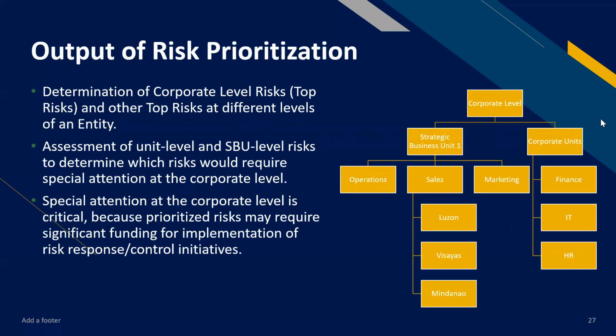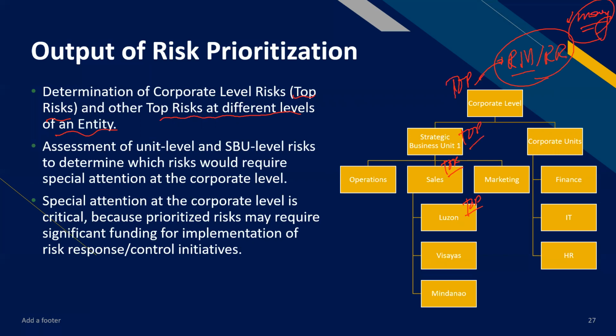Now, what's the output of risk allocation? The output is the determination of what's called top risks of the entity. Okay? And there could be top risks at different levels of the entity. There are top risks at the corporate level, top risks at the SBU level, top risks at the department level, and top risks at the subunit level. And those top risks have risk mitigation or risk response that you will do. And therefore, you can determine whether you will allocate money to those risk responses. Okay.